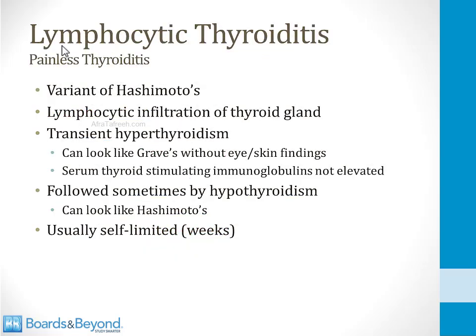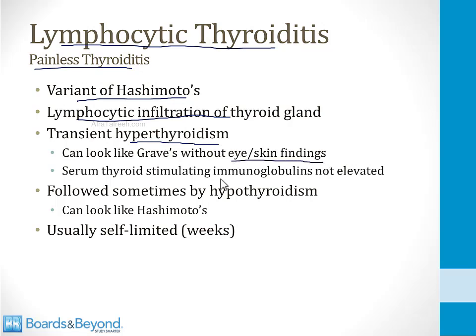The last disorder I'll mention is called lymphocytic thyroiditis or painless thyroiditis. This is a variant of Hashimoto's thyroiditis, and just like Hashimoto's, it involves lymphocytes infiltrating the thyroid gland. This can cause a brief period of hyperthyroidism that sometimes is brought to clinical attention, and it can look like the patient might have Graves', except there will be no eye or skin findings, and the thyroid-stimulating immunoglobulin levels will not be elevated.